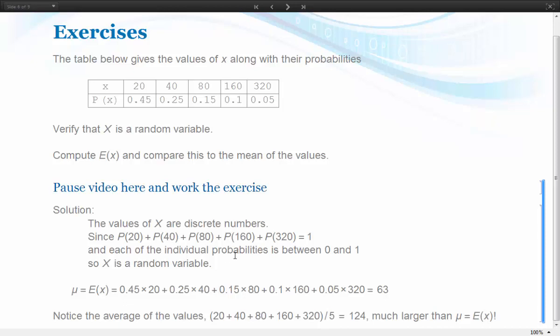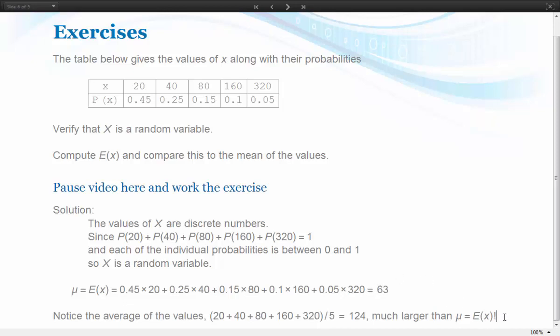How do I compute the expected value? It's simply the total of the values times their corresponding probability. So in this case, 0.45 times 20 plus 0.25 times 40 plus 0.15 times 80 plus 0.1 times 160 plus 0.05, 5%, times 320. If you do that arithmetic carefully, you'll see that the expected value is 63.